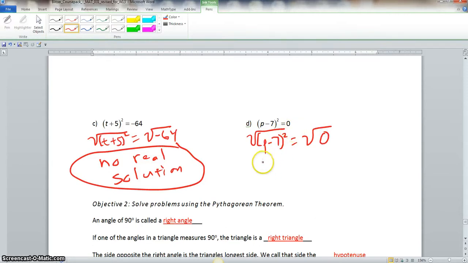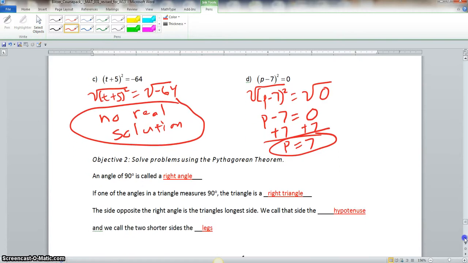The square root and the square would simplify out, and you have p minus 7 is equal to 0. You don't put plus or minus 0 because remember, 0 is not positive or negative. So we will add 7 on both sides, and p is equal to 7.